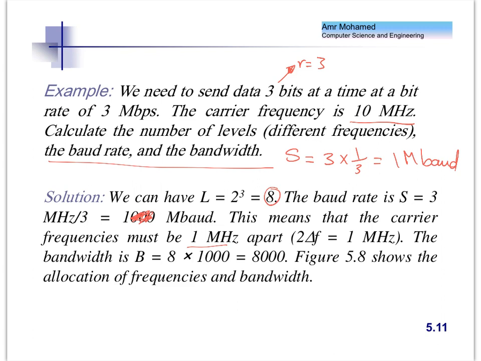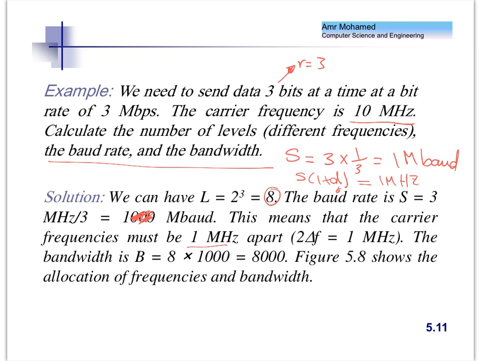Why? Because D here, assuming that D is 0, the one frequency bandwidth becomes S times 1 plus D. So this is 1 megahertz because D is 0. Okay? So for one frequency, we have a range of bandwidth of 1 megahertz. And we need 8 of these, right?